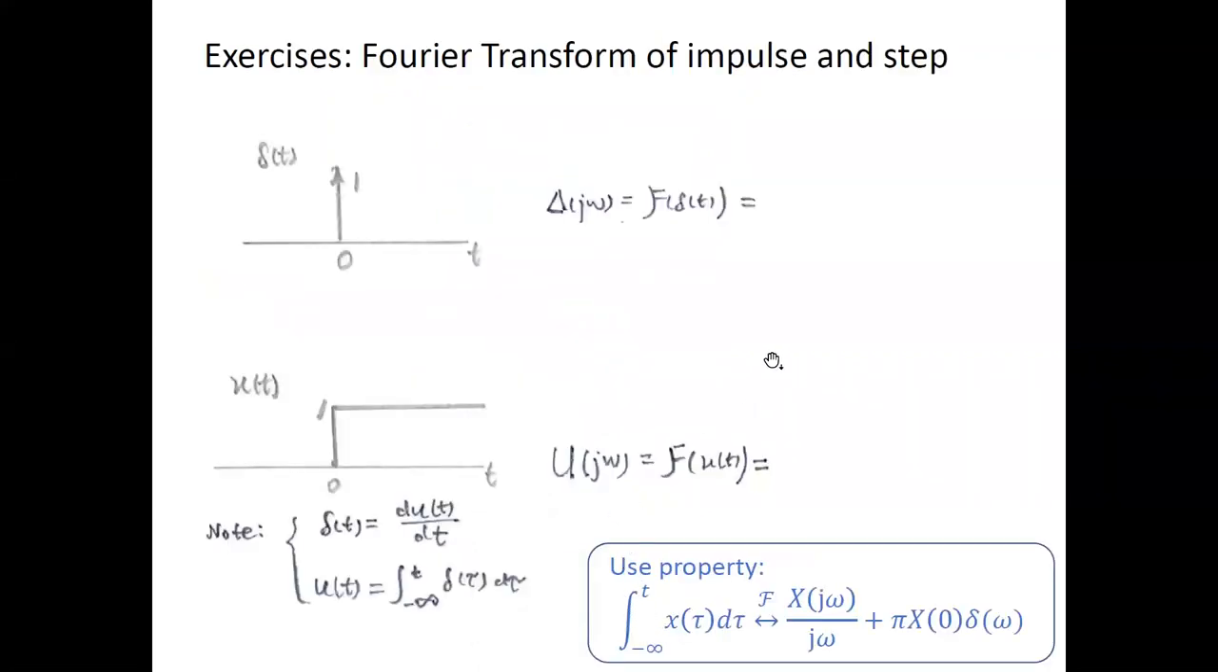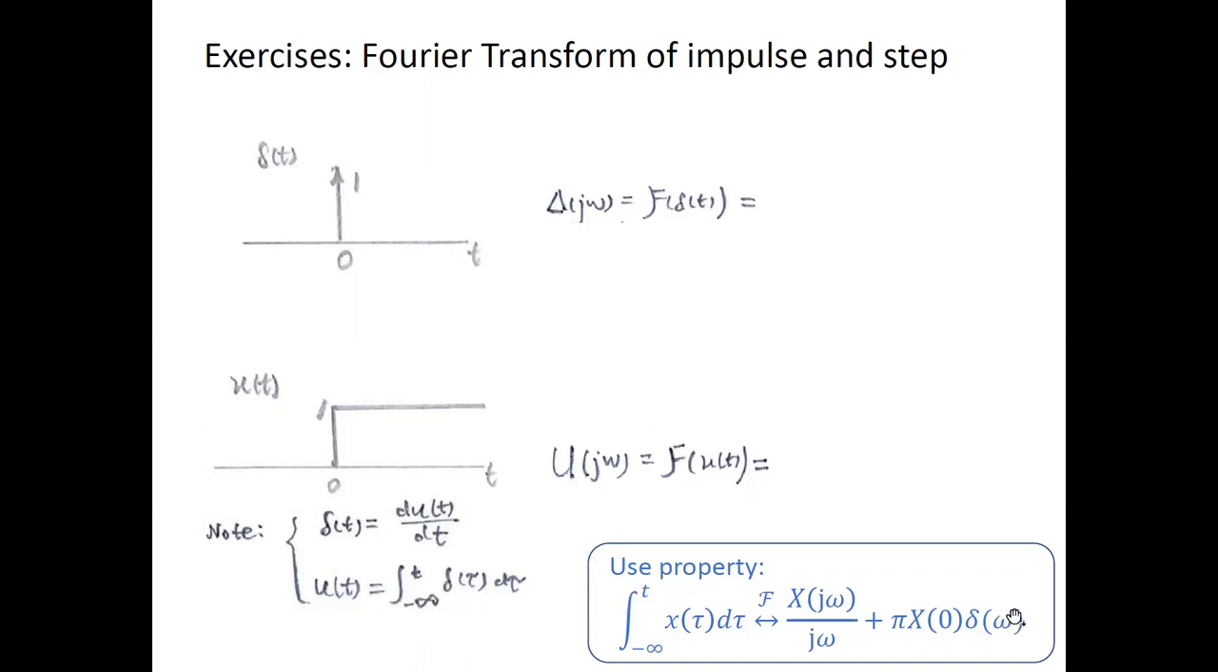The application of this differentiation property is the calculation of the Fourier transform for the unit impulse and the unit step. Recall that we have δ(t), which is the unit impulse, and u(t), which is the unit step, which we learned in chapter one. So the relationship between δ and u is that δ is the derivative of u. u is the integral of δ from minus infinity to t. You can check the slides of chapter one for how we obtain this relationship.